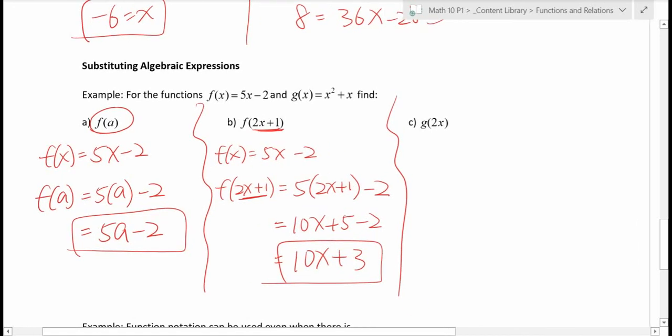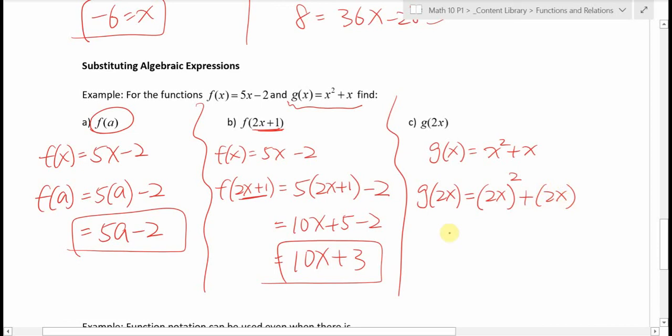So we're looking for g of 2x. Again, here's g of x. G of x is equal to x squared plus x. We are looking for g of 2x. So again, this means every time you see x, you're going to replace x with 2x. Now we just need to expand. 2x squared is 4x squared, plus 2x. And that is all we can do. And that is your answer.